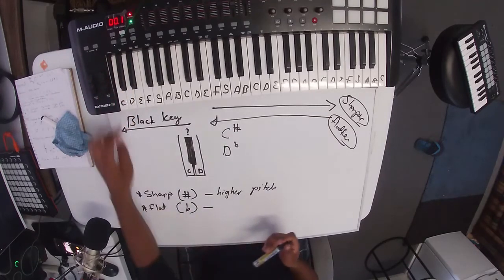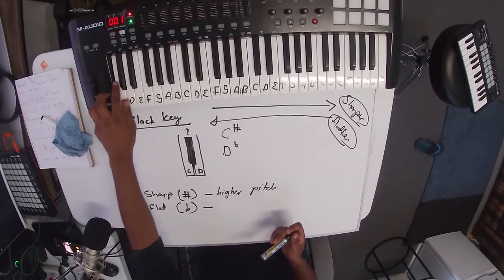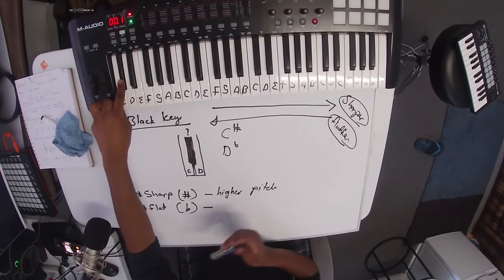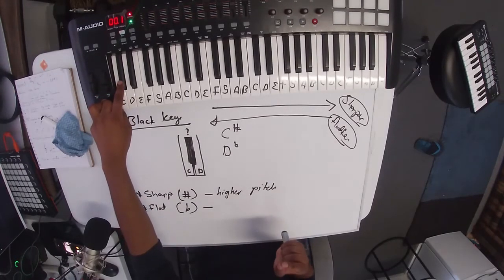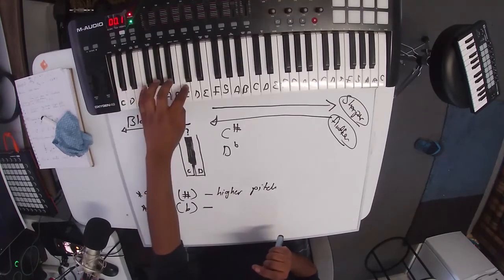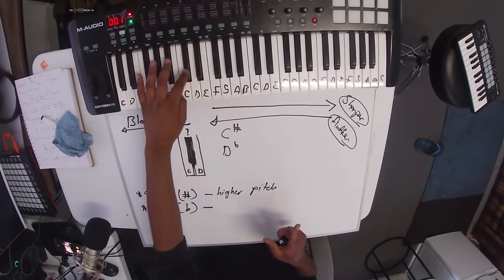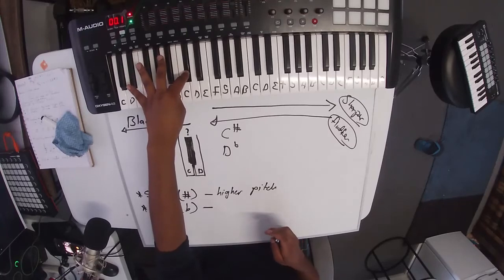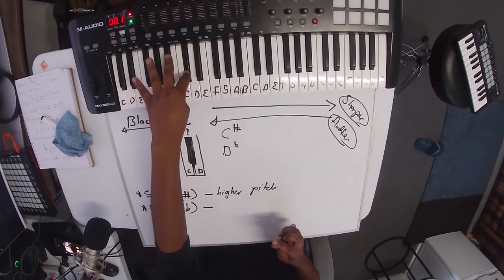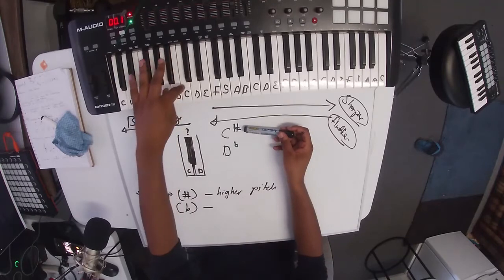And if you play C, sharp, you can see that this note is slightly higher in pitch than this one. So for instance, C sharp, there we go. So it's slightly higher in pitch, hence the name C sharp.